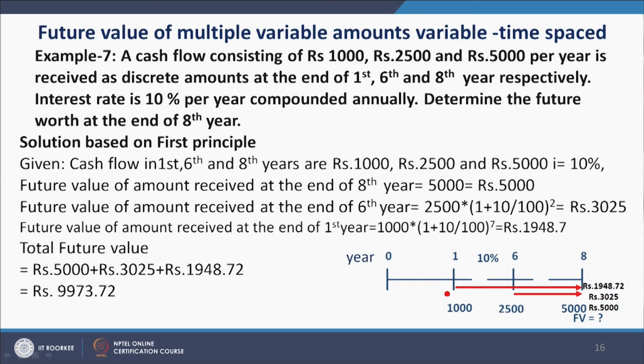And the value which has been invested at the end of first year will draw interest up to 7 years. So, this is 1000 into 1 plus 10 divided by 100 to the power 7, which comes out to be 1948.7. So, when I add up the future value of all these 3 investments, that is 1948.7, 3025 and 5000, the value I get is rupees 9973.72.